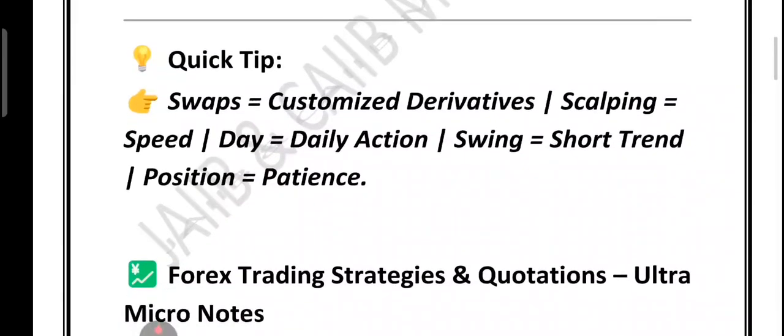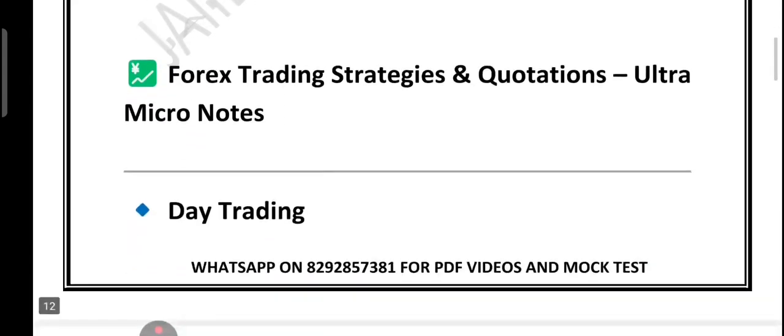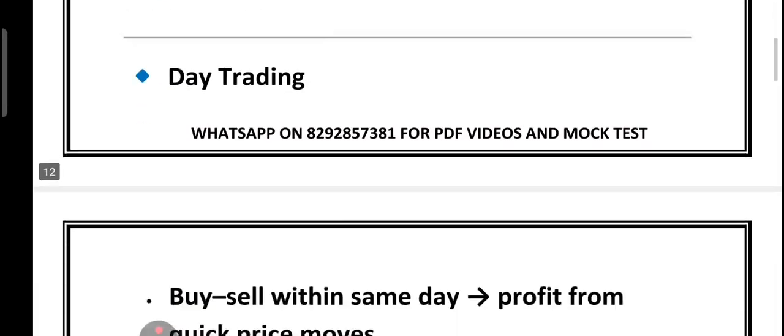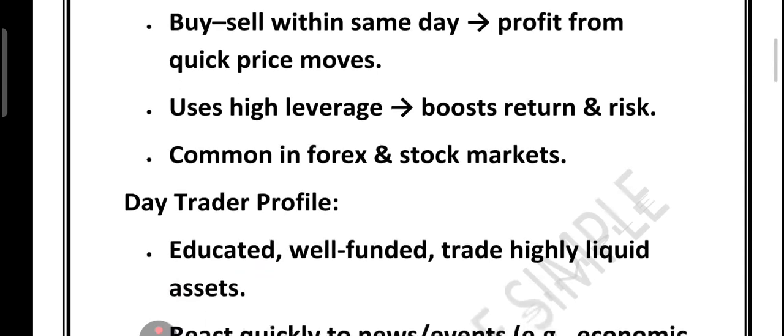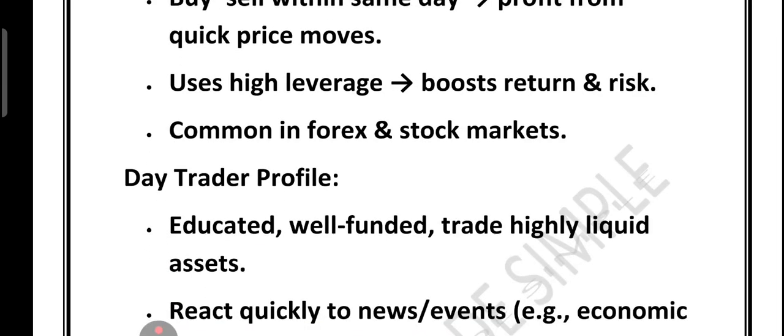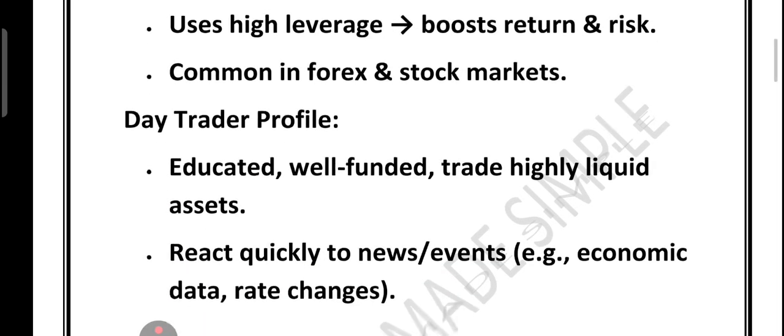So what we have talked about just now, I told you that swap is a kind of customizable derivative. Scalping deals with speed, day means daily action, swing means short trend, and position means patience. Please remember these words, very, very important. So day trading, I told you, you are buying and selling within the same day. The goal is to make quick profit. Day traders use leverage, right? And you will mostly see day trading in forex and stock market.